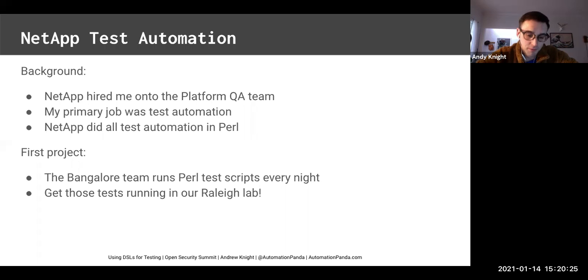So let's fast forward a little bit. Graduated college, 2010, yay. Then I did another stint at IBM after graduation, but then in fall of 2011, I joined a company called Netapp. They make data storage devices, big operating systems, names on tap. So when I joined Netapp, I joined what was then the platform QA team in Raleigh, North Carolina. And my primary job on this team was going to be test automation.